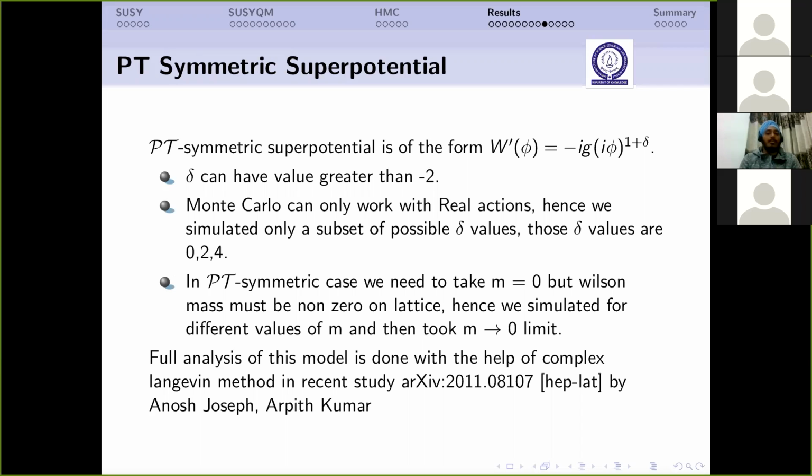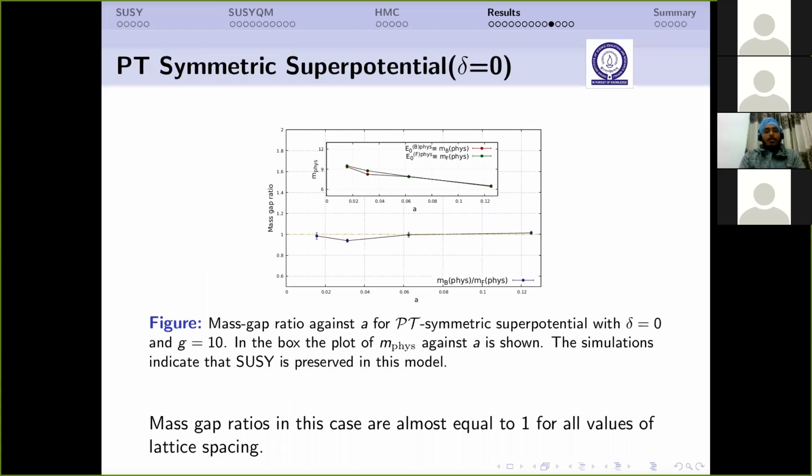In that particular case, Monte Carlo cannot work, but complex Langevin certainly can work. That full analysis is done in a recent work by Dr. Nosh and Arpit, so you can go and check that out also. Okay, so let's start with the delta zero case.